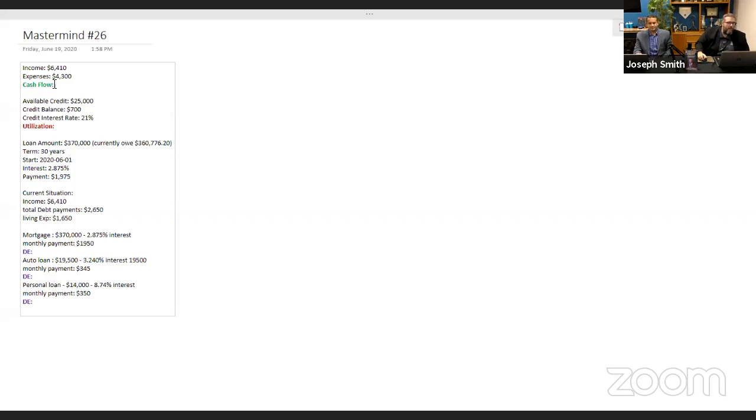Okay, so what we have is $6,410 of income with $4,300 of expenses. Available credit of $25,000 with carrying a balance of $700. An interest rate on these credit cards of 21%. We have the loan amount of a home.